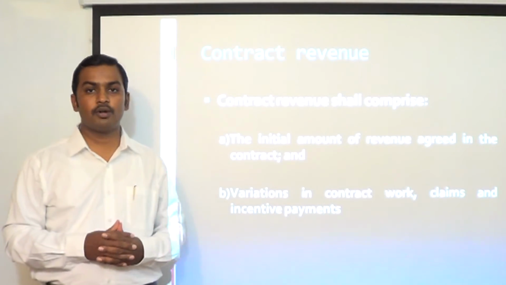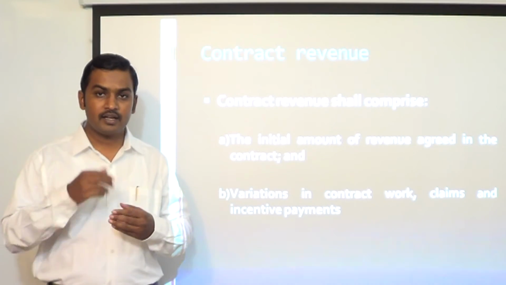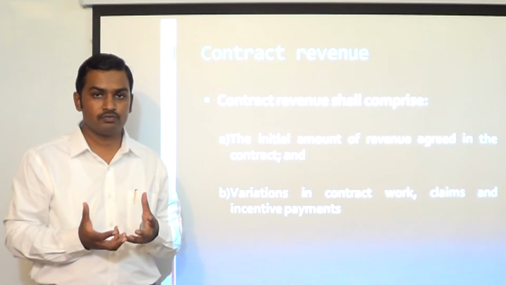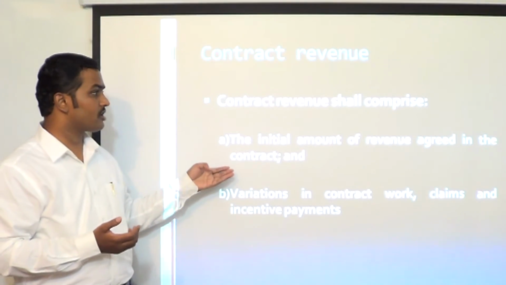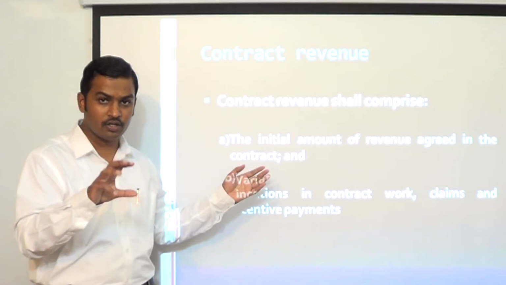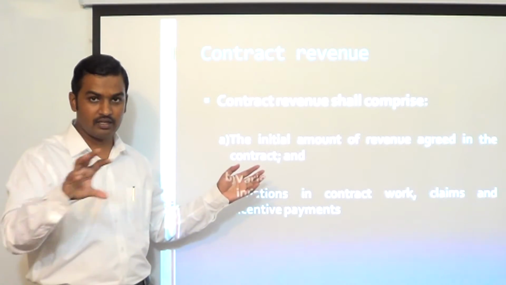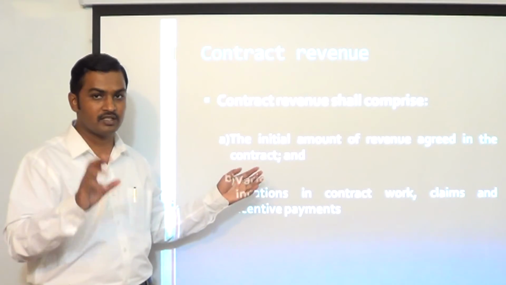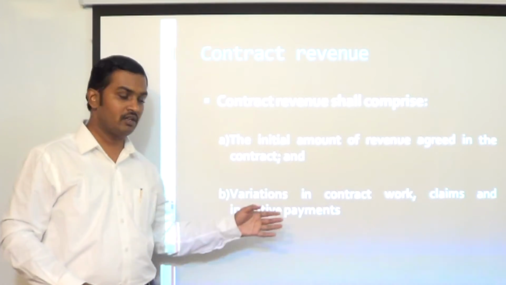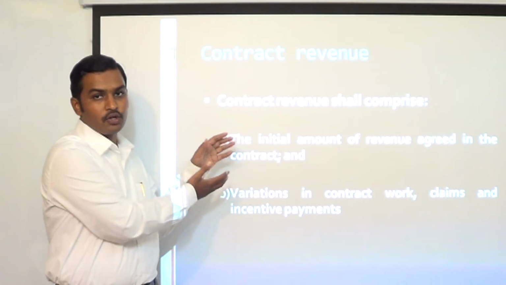Now, we will talk about contract revenue for the construction work which the contractor is doing for the customer. What is revenue? As per the standard, contract revenue shall comprise the initial amount of revenue which is agreed in the contract. So, based on the contract, whatever is the initial revenue agreed between the customer and the contractor, that will be considered as revenue. Apart from that, variations in contract work, claims and incentive payments. So, these amounts will also form part of contract revenue.